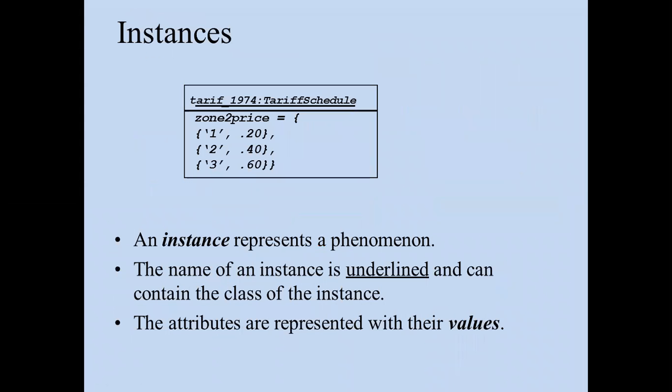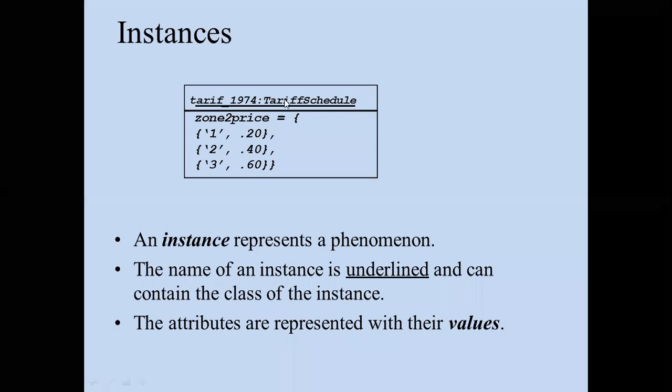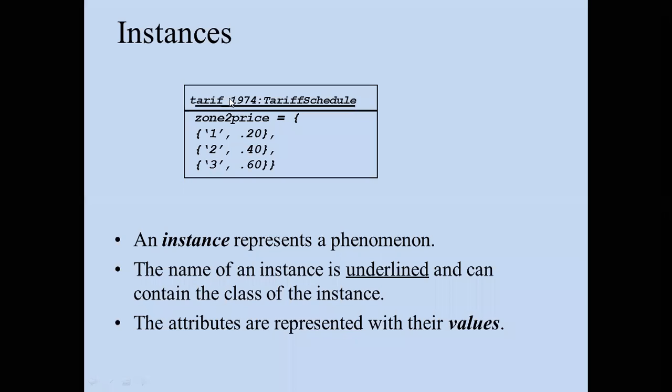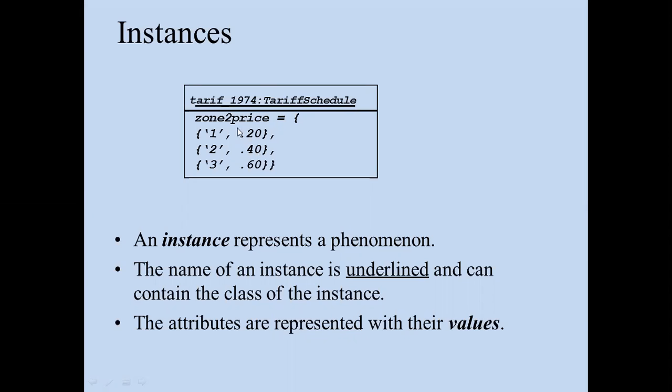Then instances means objects. Here you can see an instance represents a phenomenon. The name of an instance is underlined and can contain the class of the instance. Here the class name is TariffSchedule, and here you can see tariff 1974. This is the object, the instance of that class. This is the syntax for how you can draw the object diagram or instances. Here the attributes are represented with their values. These are the instances.